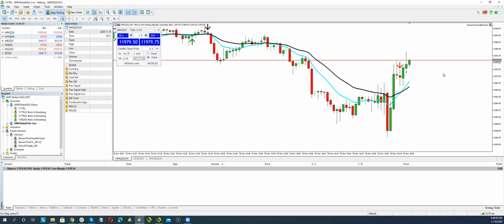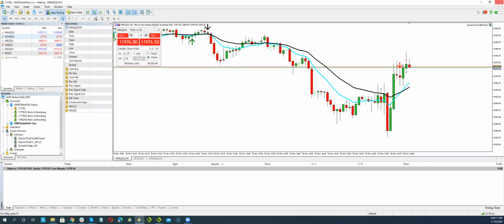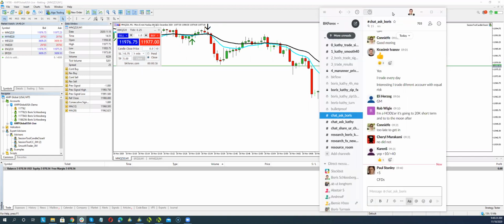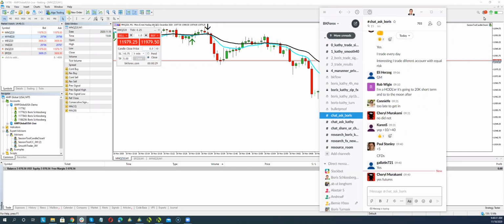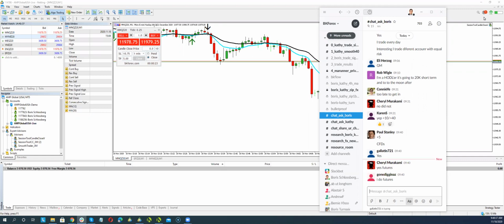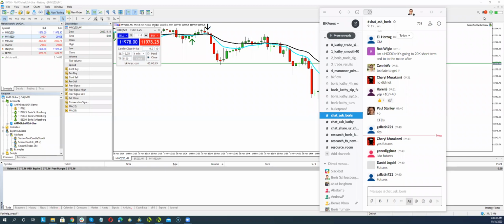Good for you, Paul. Are you trading futures with me, or are you trading CFDs? CFDs. Okay, good for you. Cheryl, you're trading futures, right? Anybody else trading futures with me, or is everybody else on the CFD platform? Yes, futures or CFDs? Carol does futures, right? That's interesting. Oh, look at this. All these Americans.